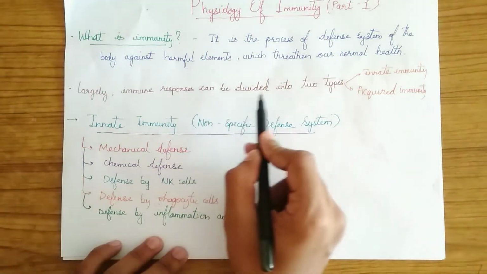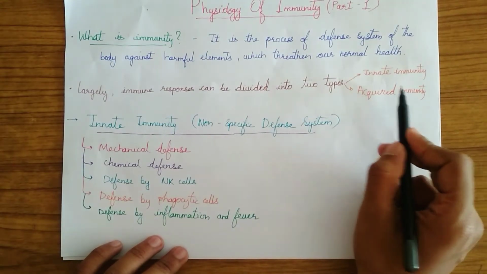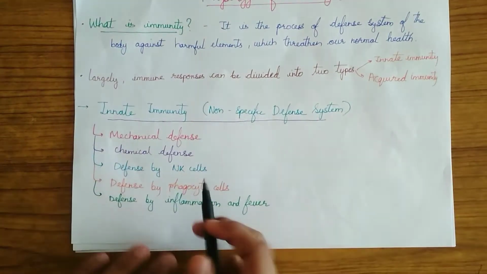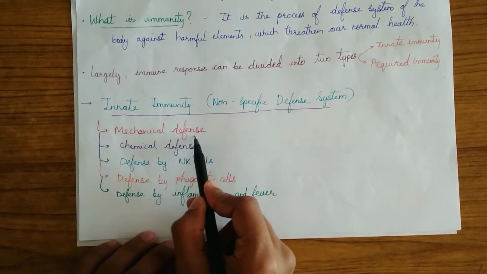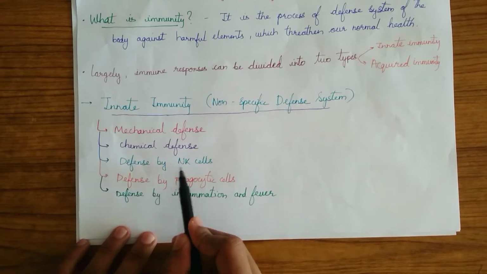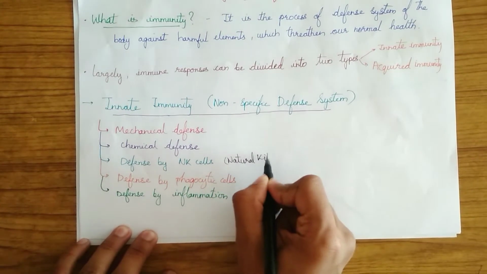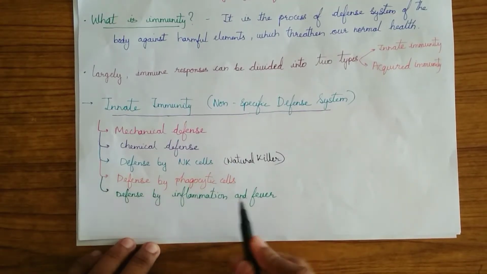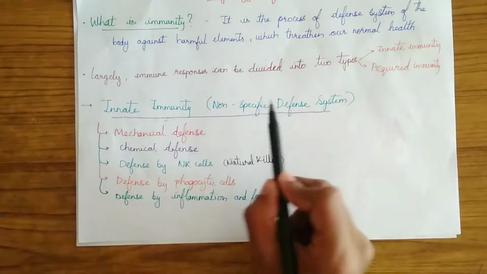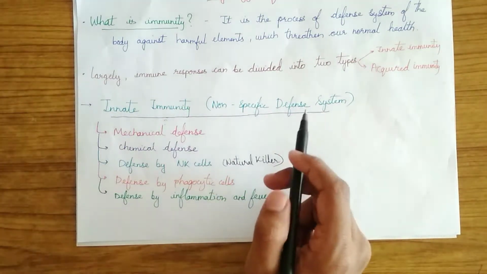Largely immune responses can be divided into two types, innate immunity and acquired immunity. So today we are talking about innate immunity. Innate immunity can be divided into mechanical defense, chemical defense, defense by natural killer cells, defense by phagocytic cells, defense by inflammation and fever. This innate immunity can also be called the non-specific defense system because this immunity is not specific to a single antigen.